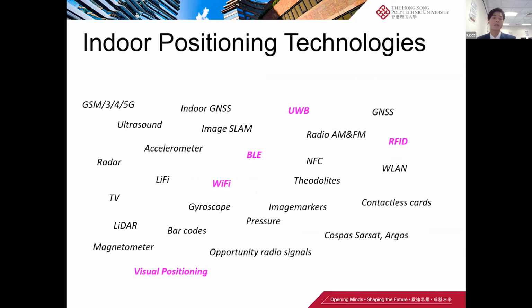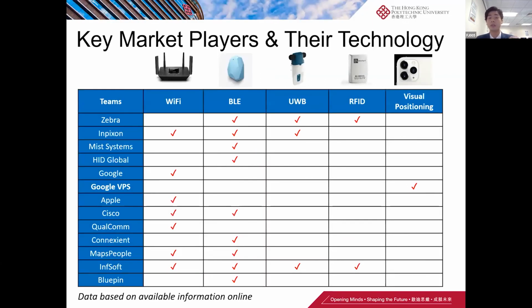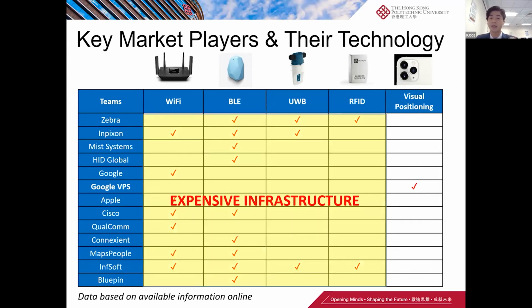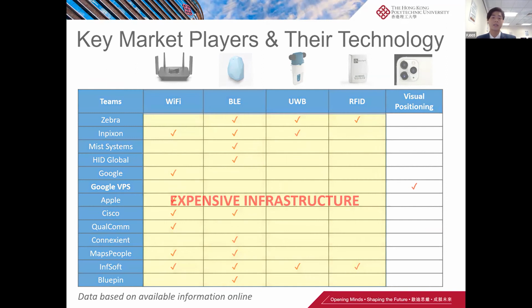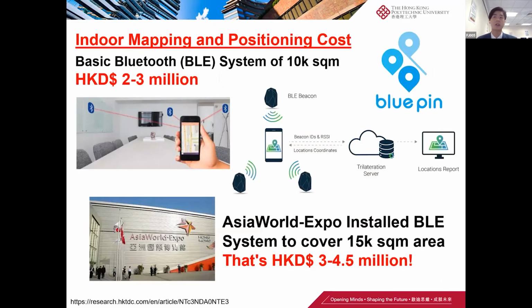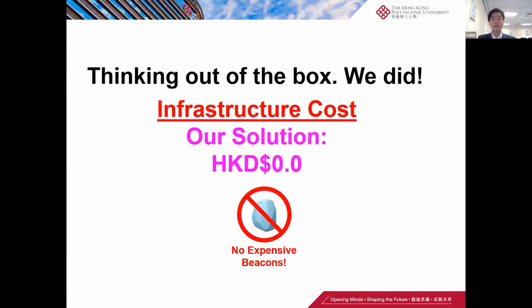Currently, there are several positioning technologies that dominate the indoor environment. Wi-Fi and Bluetooth, also called BLE positioning systems, are most popular. However, these technologies suffer from one major flaw, and that is expensive infrastructure. Here's an example of a very successful Hong Kong startup called Bluepay. Just 2 years ago, they installed a BLE system in the Asia World Expo, and that cost around 3 to 4.5 million Hong Kong dollars, which is quite costly.